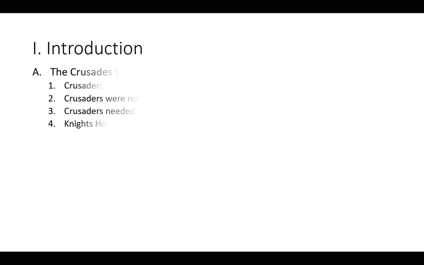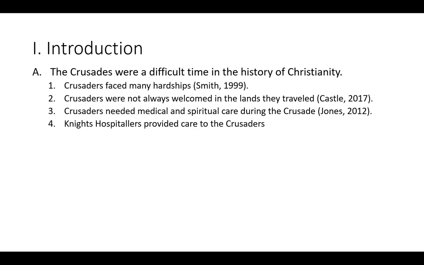Here's basically what the outline would look like in the first Roman numeral, called introduction. You would start out with point A: the Crusades were a difficult time in the history of Christianity. Notice it's a full sentence. At Nations University, all outlines require full sentence structure. So don't say "difficult times." Write it out: The Crusades were a difficult time in the history of Christianity.